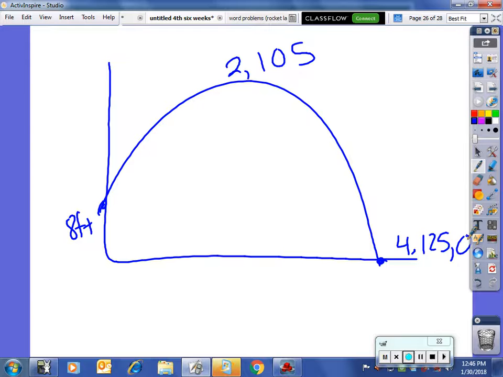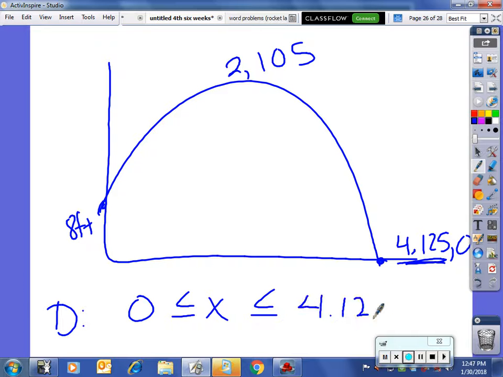What was the rocket's height when it was launched? 8 feet. How high is this rocket going to get? 105 feet in the air. How long is it in the air? 4.125 seconds. How long does it take for it to get to its maximum height? 2 seconds. What's the domain of this thing? No. 0 is less than or equal to x is less than or equal to 4.125. This is when it landed. This is before we started the timer, before we launched the rocket.